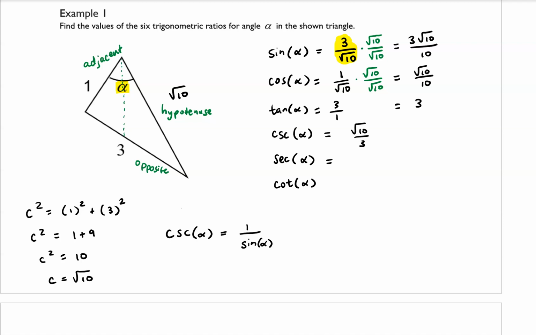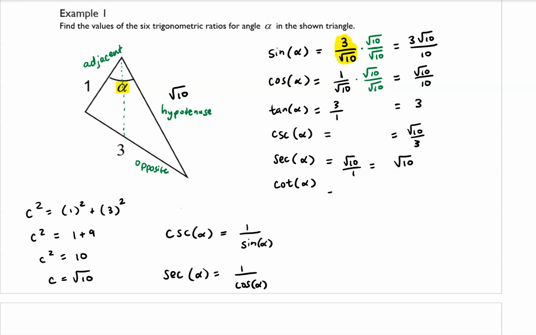Now secant, the relationship is that secant of alpha is equal to 1 over cosine of alpha, and earlier we established that cosine of alpha was equal to 1 over the square root of 10. So if we took the reciprocal of that, that would be the square root of 10 over 1, which is the same thing as just the square root of 10. I'm going to move the cosecant over so that it's in line with the other answers.